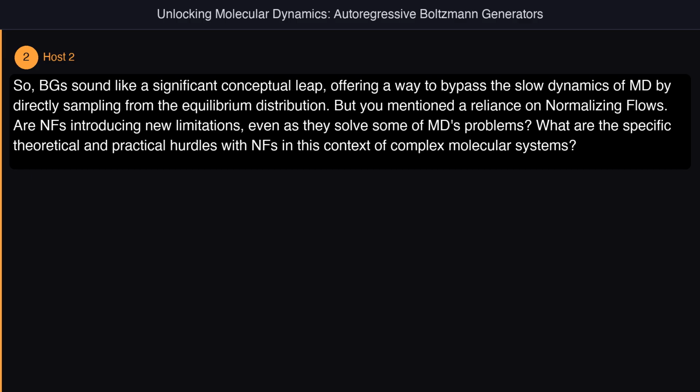So, BGs sound like a significant conceptual leap, offering a way to bypass the slow dynamics of MD by directly sampling from the equilibrium distribution. But you mentioned a reliance on normalizing flows. Are NFs introducing new limitations, even as they solve some of MD's problems? What are the specific theoretical and practical hurdles with NFs in this context of complex molecular systems?